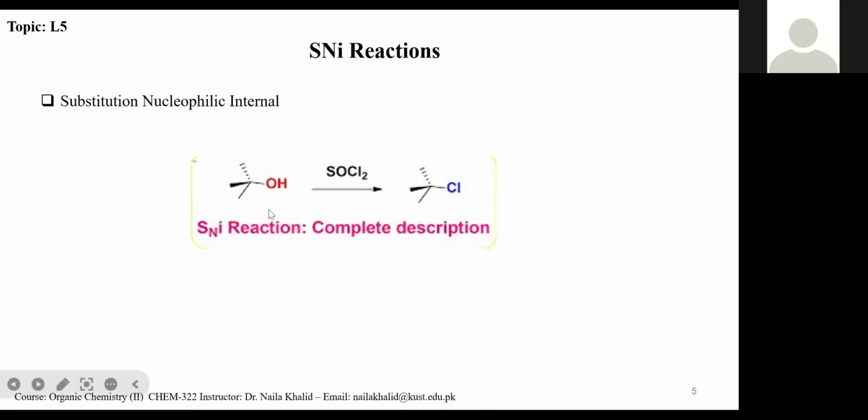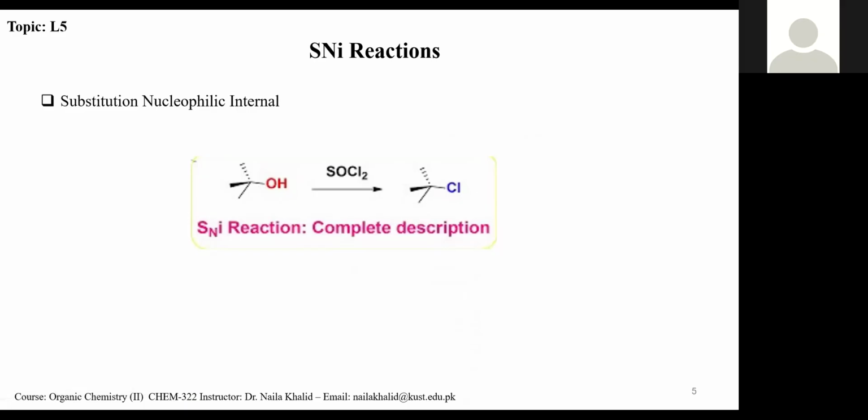Here you can see that in the SNi reaction, the substrate is this alcohol. This alcohol is chiral in nature. If you treat it with thionyl chloride, then this alkyl chloride is obtained.